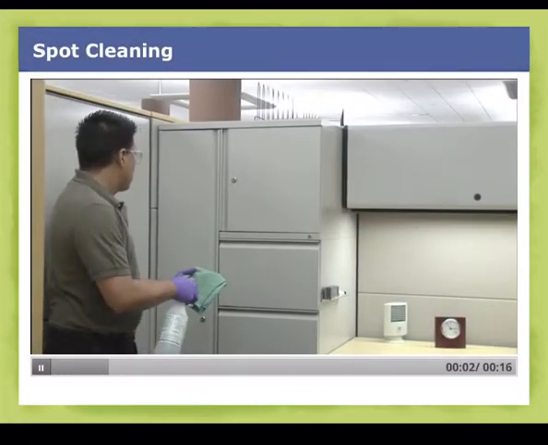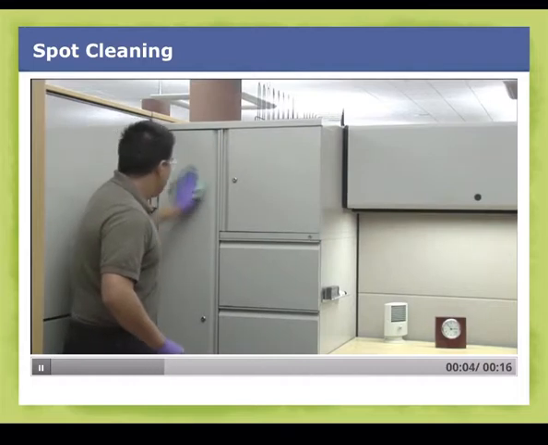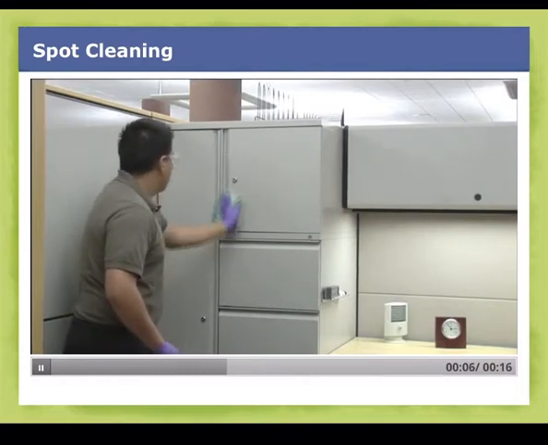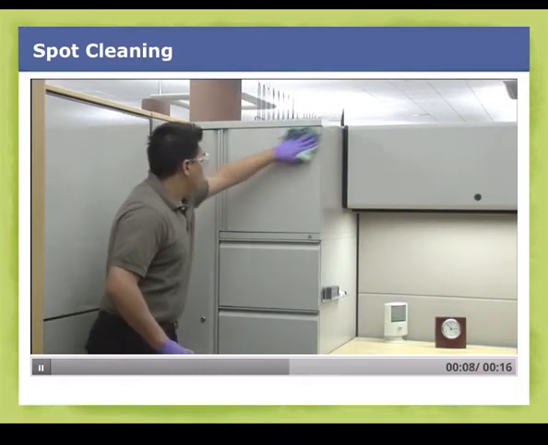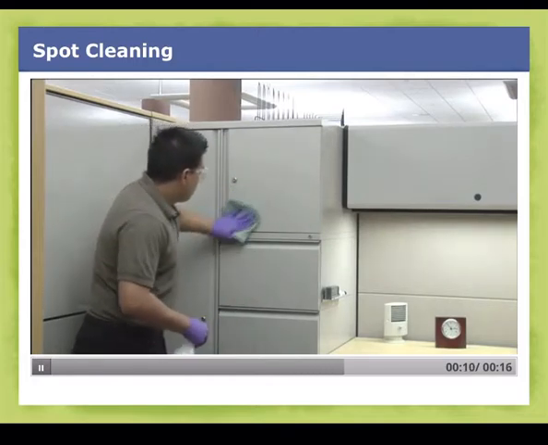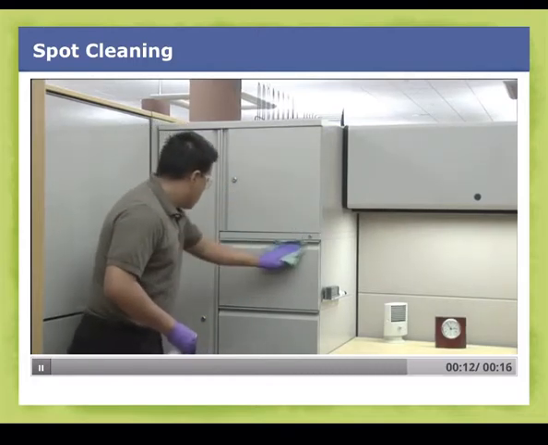Some areas such as furniture, interior glass, file cabinets, walls, and switches may require spot cleaning. Clean these by spraying a cleaner in a coarse stream directly onto the cloth and wiping the surface clean.